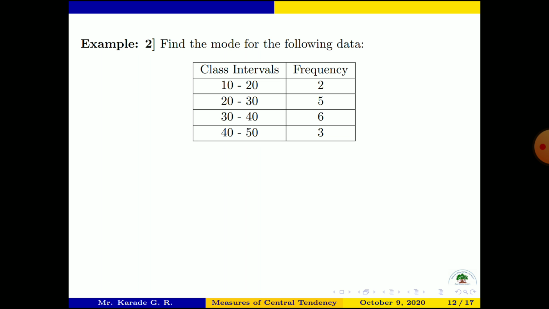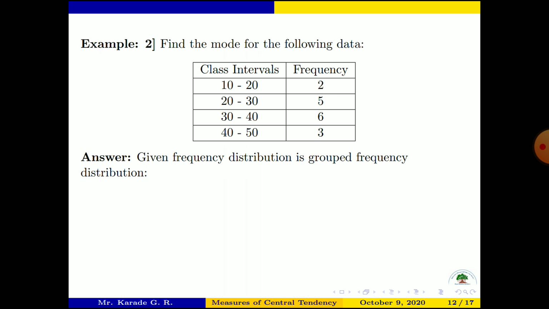Class intervals and corresponding frequencies are given. The class intervals are 10 to 20, 20 to 30, 30 to 40, 40 to 50, and the corresponding frequencies are 2, 5, 6, 3. Now we write the answer of this problem. The given frequency distribution is a grouped frequency distribution. Therefore we use the following steps to find the mode of this distribution.